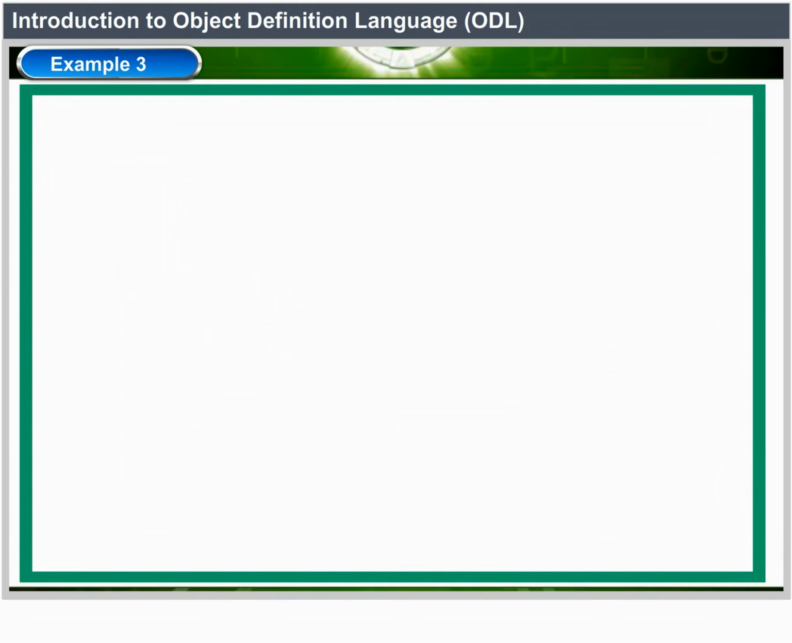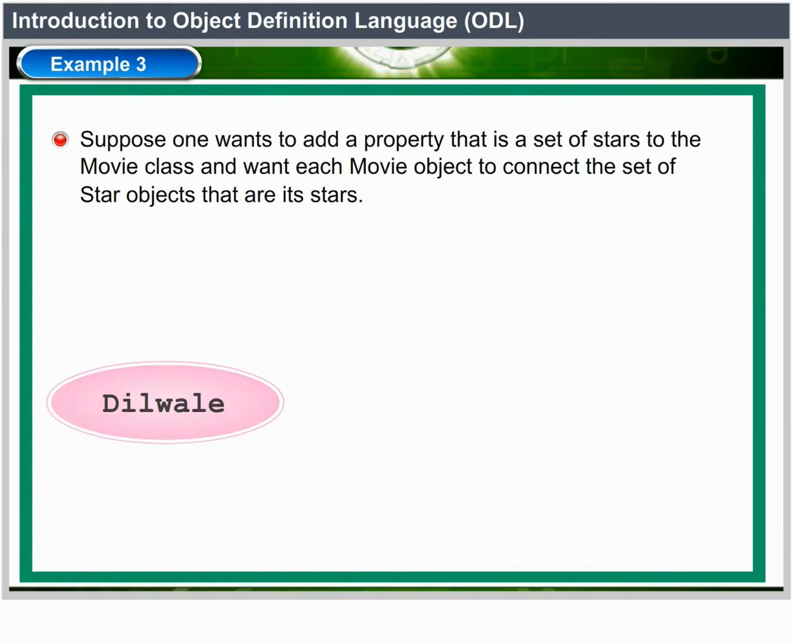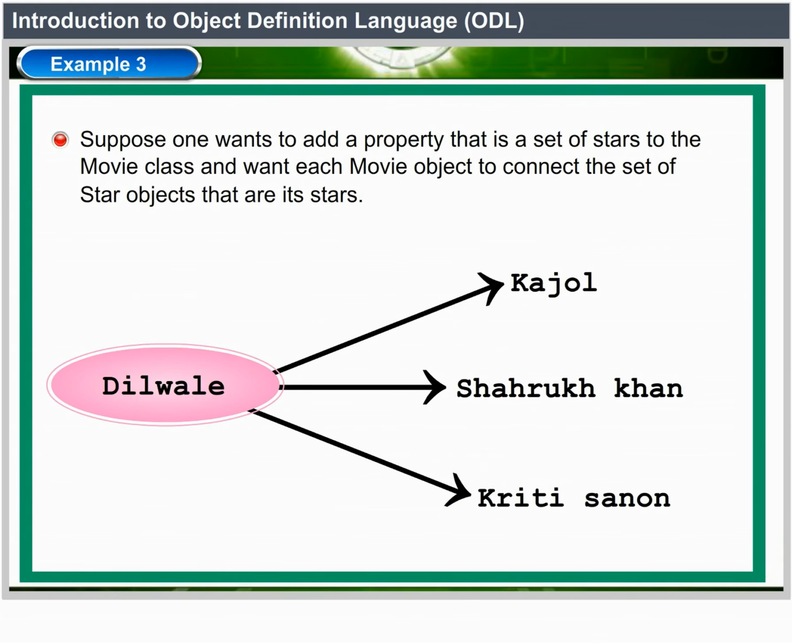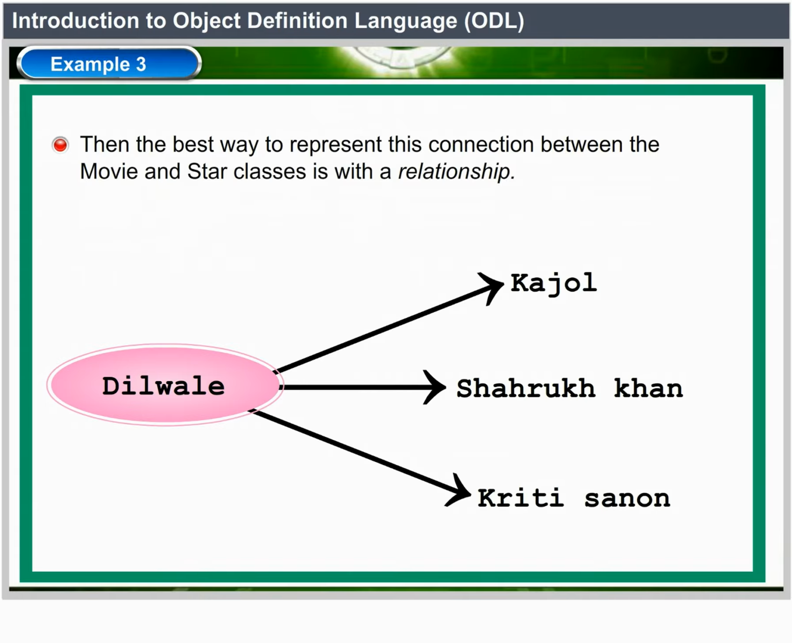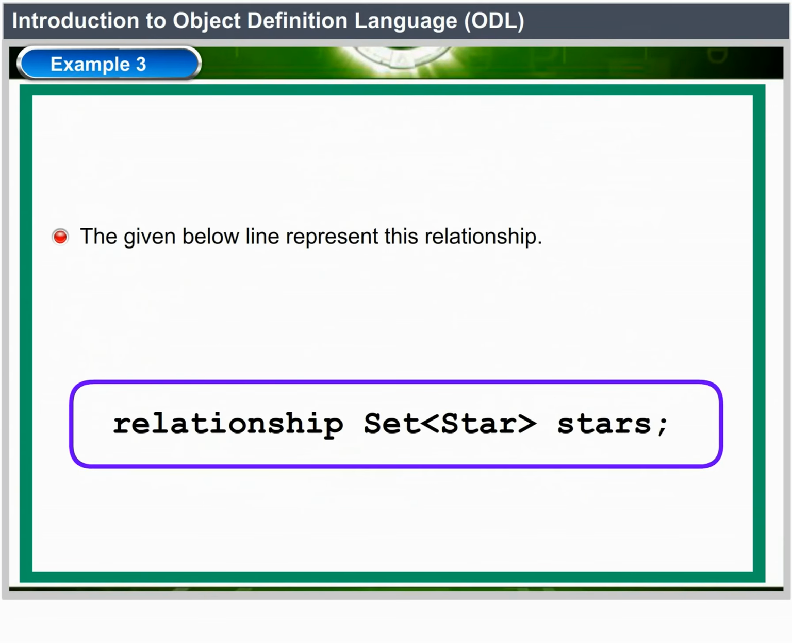Example 3. Suppose we want to add to the declaration of the movie class from the earlier example a property that is a set of stars. More precisely, we want each movie object to connect to the set of star objects that are its stars. The best way to represent this connection between the movie and star classes is with a relationship. We may represent this relationship by a line.